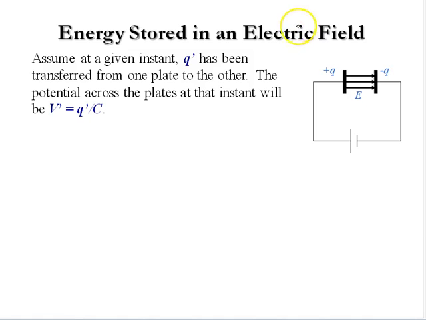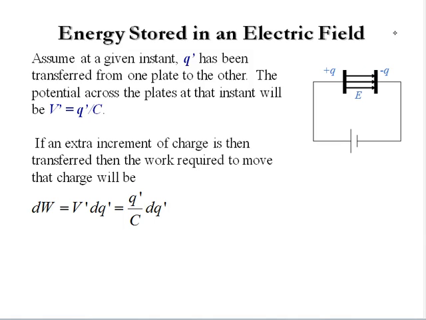If we assume that at any given instant we have some Q prime, or some differential amount of Q, a small amount of Q, that has been transferred from one plate to the other, then the potential difference at that moment across the plates of the capacitor will be some V prime, which will be equal to Q prime over C, according to our theory. If an incremental charge is then transferred, the work to be done to move that is going to be V dQ, or Q over C dQ.